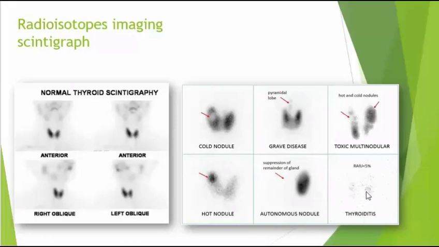This is thyroiditis. There is very, very low uptake of technetium-99 by the thyroid gland. This is autonomous nodule, suppression of remainder of the gland. Only this part is working. And here we have a hot nodule. This is a normal thyroid gland, and here we have increased uptake of technetium-99.